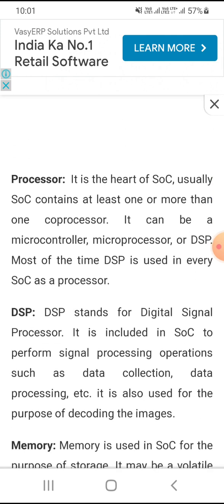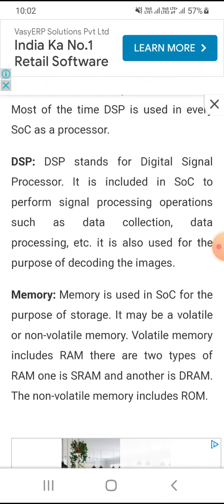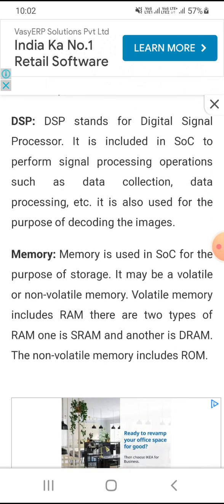Processor is the heart of the system on chip. Usually a system on chip contains at least one or more than one processor. It can be a microcontroller, microprocessor, or DSP. Most of the time DSP is used in every system on chip as a processor. DSP stands for digital signal processor. It is included in the system on chip to perform signal processing operations such as data collection, data processing, etc. It is also used for decoding images.